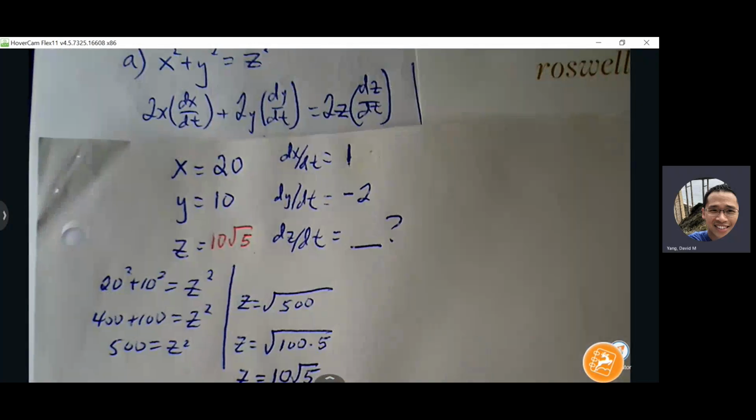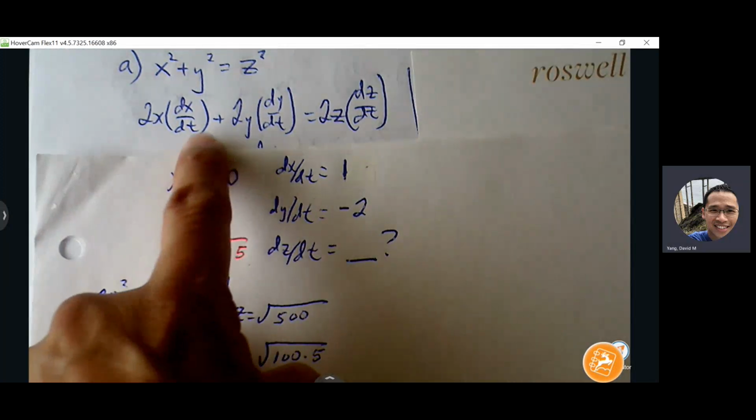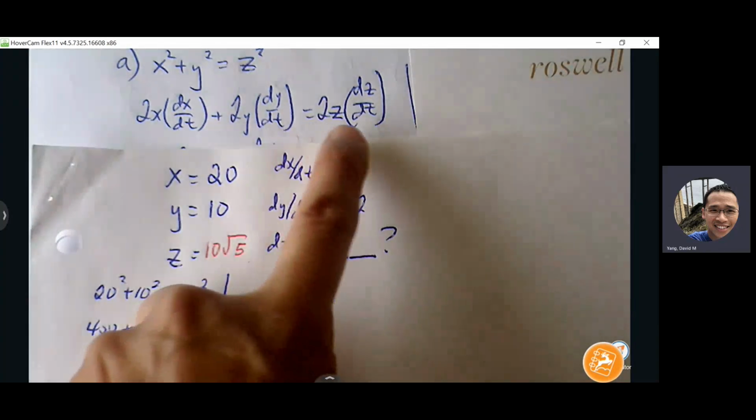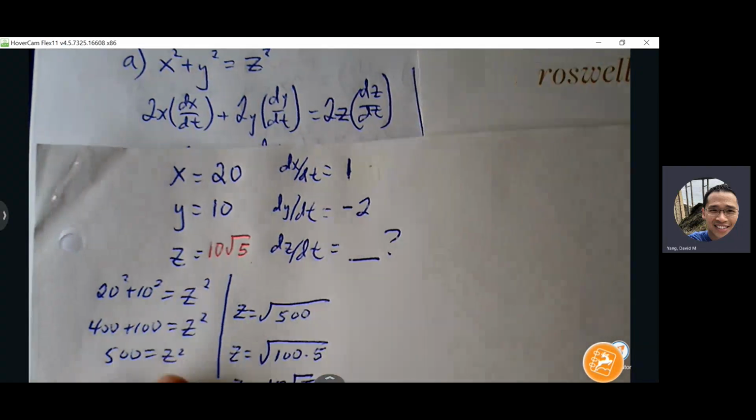So we have everything that we need to find dz/dt. So plug in 20 for x. dx/dt gets replaced with 1. y gets replaced with 10. dy/dt is negative 2. z is 10 root 5. And we're just trying to solve for dz/dt.